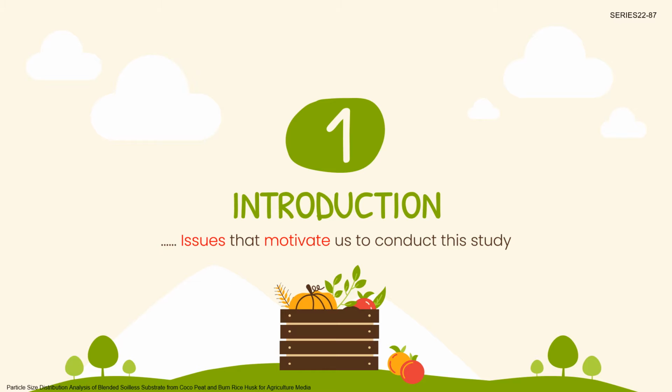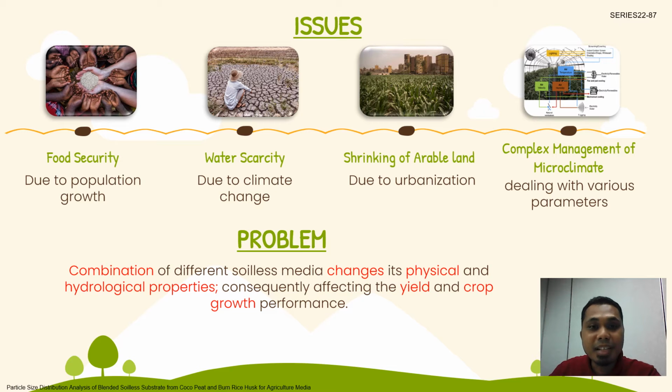Section 1, introduction. There are some issues that motivate us to conduct this study. Some of the issues are food security, water scarcity, shrinking of arable land, and complex management of microclimates. All these issues bring us to a problem of decreasing agriculture production. The combination of different soilless media changes its physical and hydrological properties, consequently affecting the yield and crop growth performance.